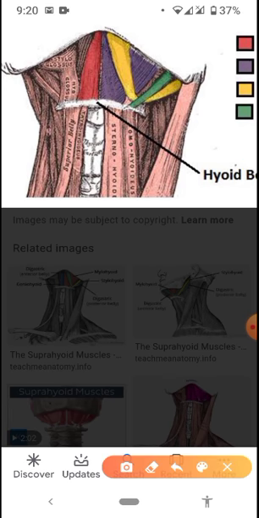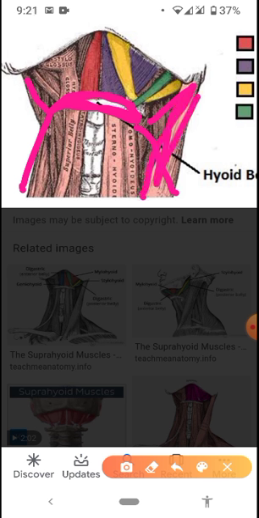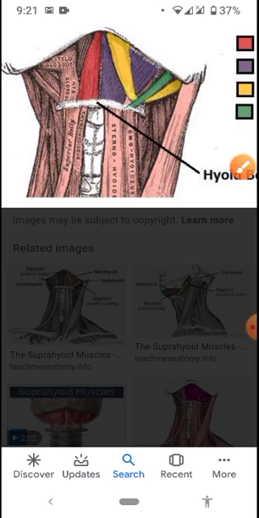This is the hyoid bone. Some muscles are above the hyoid bone, and other muscles are below the hyoid bone. Although there are some muscles which are continuous all the way, we will categorize them in three categories: one which is above, one which is below, and one covering the upper and lower margin. Okay, so let's discuss.